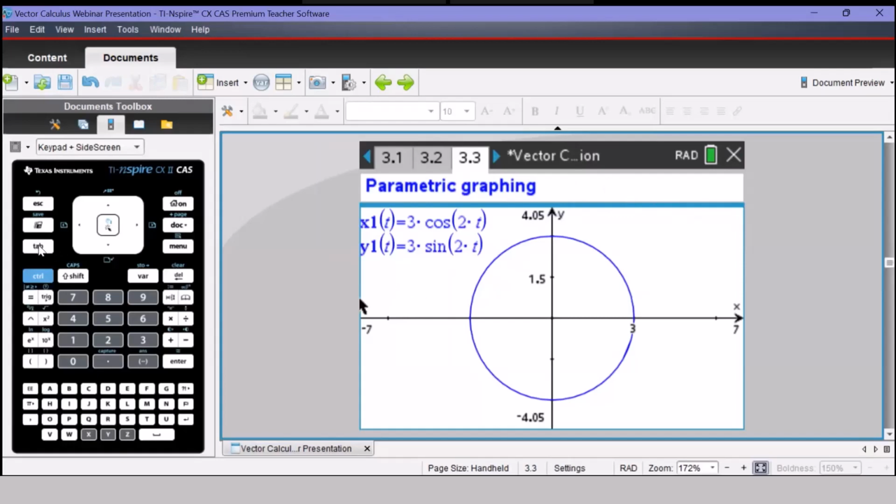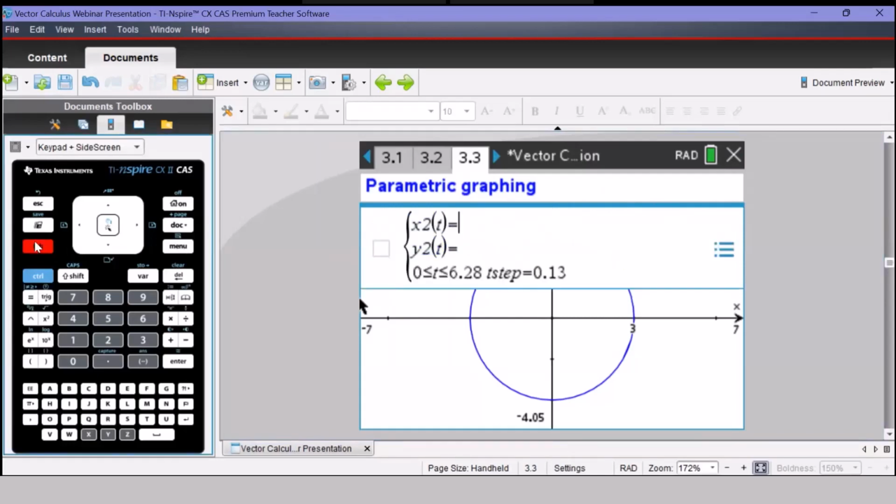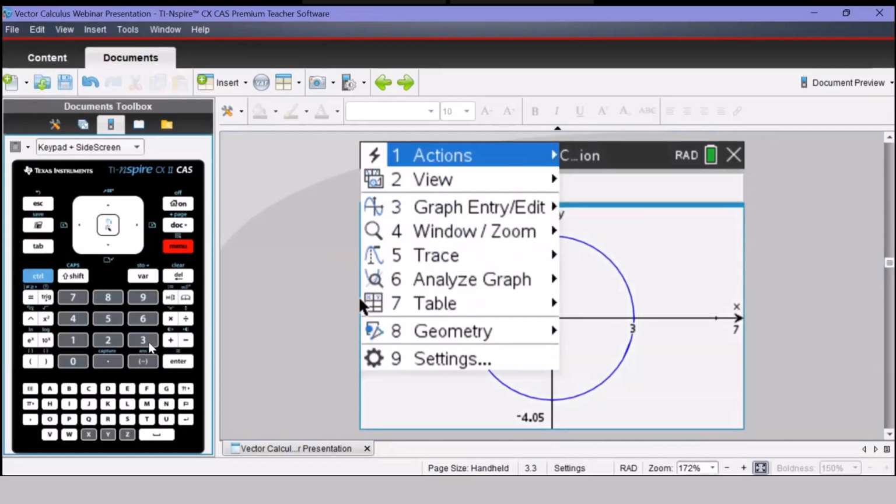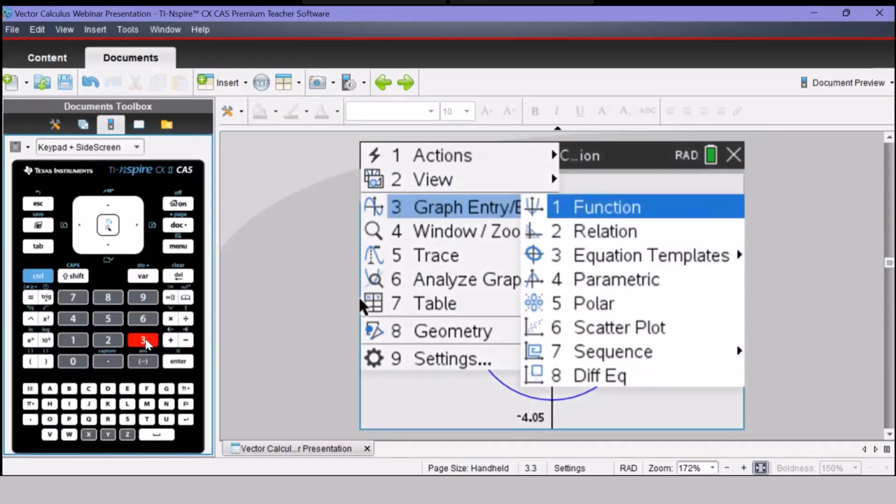Now, if I press tab, notice that I'm in the parametric mode of graphing. If I press escape, I'll show you how to get into that. We press menu, then 3 for graph entry edit. You've got various modes for graphing. The mode I want isn't function; if it was function, it would come up f1 of x equals. If it was scatter plot, it would be x1, y1 with arrows. But we want parametric, number 4.